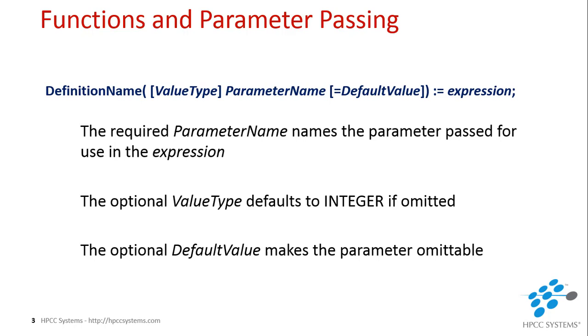Here's the full format of any ECL function, also known as a parameter definition. The required parameter name, as shown in the top line, names the parameter passed for use in the expression. The optional value type defaults to integer if it's omitted, and actually that's an integer 8 or an 8-byte integer. And the optional default value makes the parameter omittable.